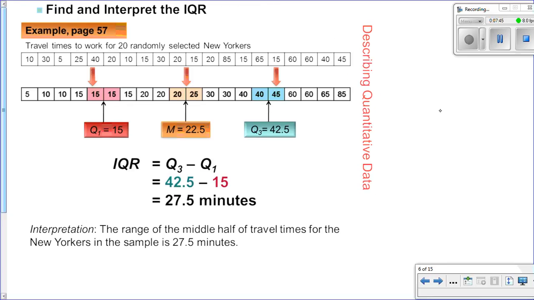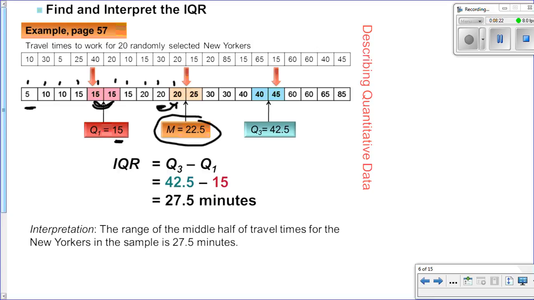So here's an example, that same problem we just did. We found 22.5 as the median. Then we look at the bottom half. The lowest is 5. The highest is 20. Oh, wrong 20. That 20. Okay. So 15 and 15 would be the exact middle. There's 1, 2, 3, 4, 5 on each side. So the average of these two would be our Q1. Well, the average of 15 and 15 is 15.